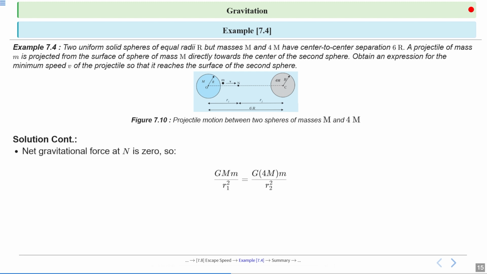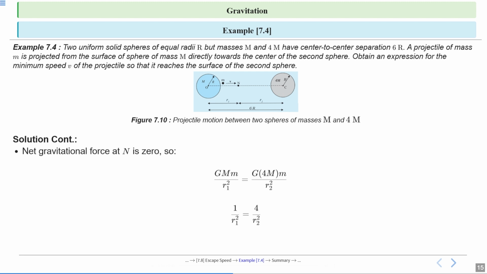Here G is the gravitational constant, capital M is the mass of this sphere, and 4 into capital M the mass of the other sphere respectively. Small m is the mass of the projectile, and r1 and r2 are the distances from the centers of the spheres to the point N.